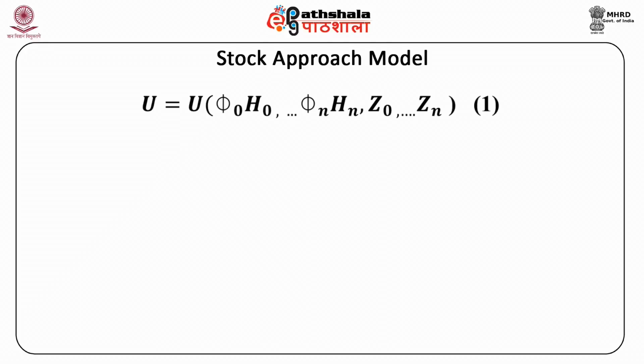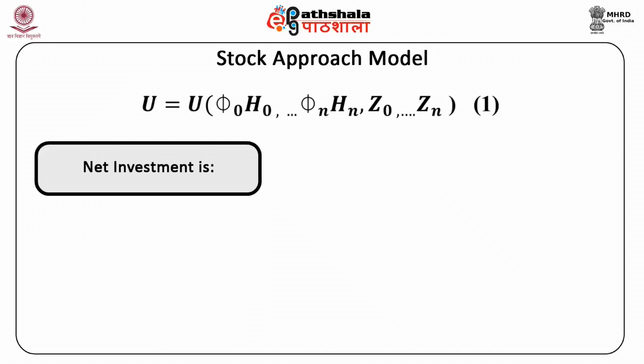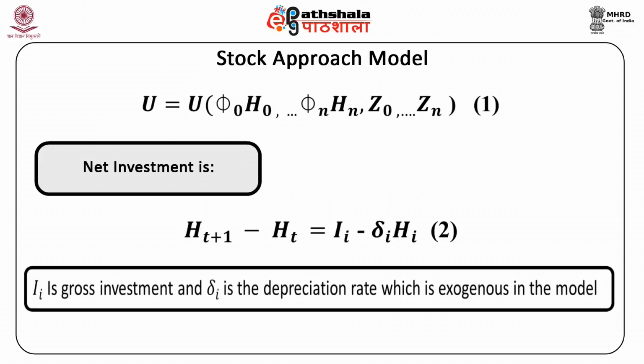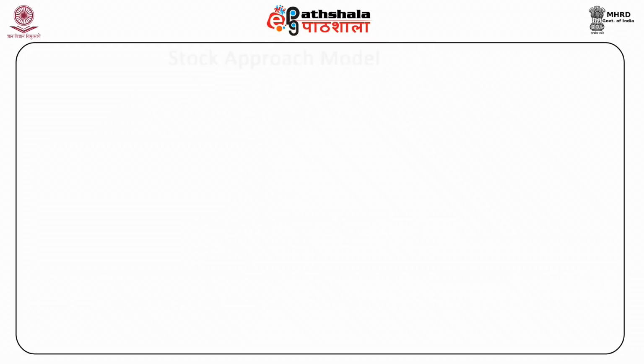So the aim is to maximize utility subject to resource and production constraints. Also, net investment is Hi+1 - Hi = Ii - deltai Hi, Equation 2, where Ii is gross investment and deltai is the depreciation rate, which is exogenous in the model. The consumer produces gross investment in health and commodities in the utility function as per the individual production function.